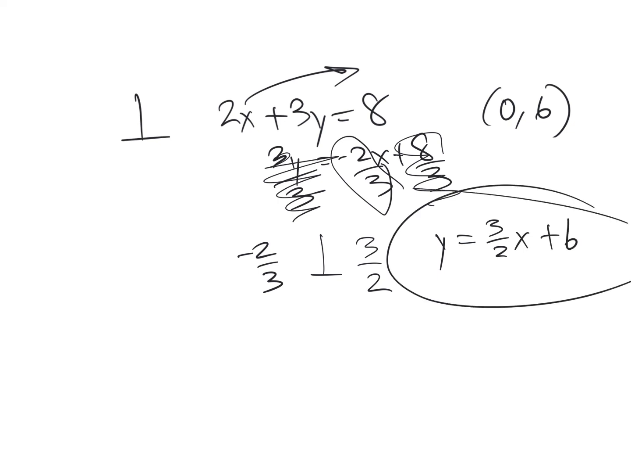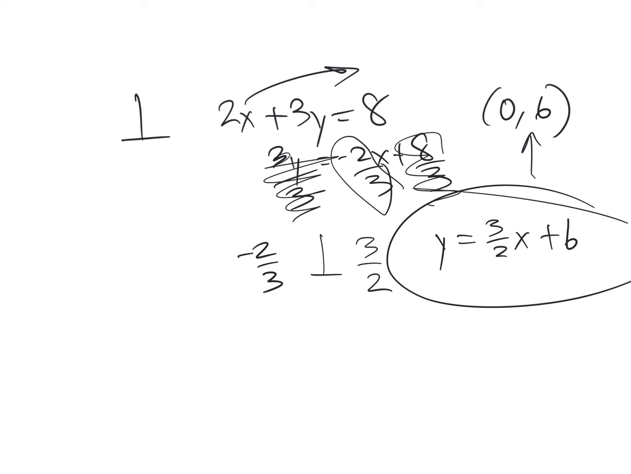Why didn't I substitute 0 and 6? I should have substituted 0 and 6. Did you not substitute the 6? Why not? Anybody see why? Where is 0, 6 on your graph? The y-axis. So isn't that my y-intercept? Okay, so I didn't need to substitute it.